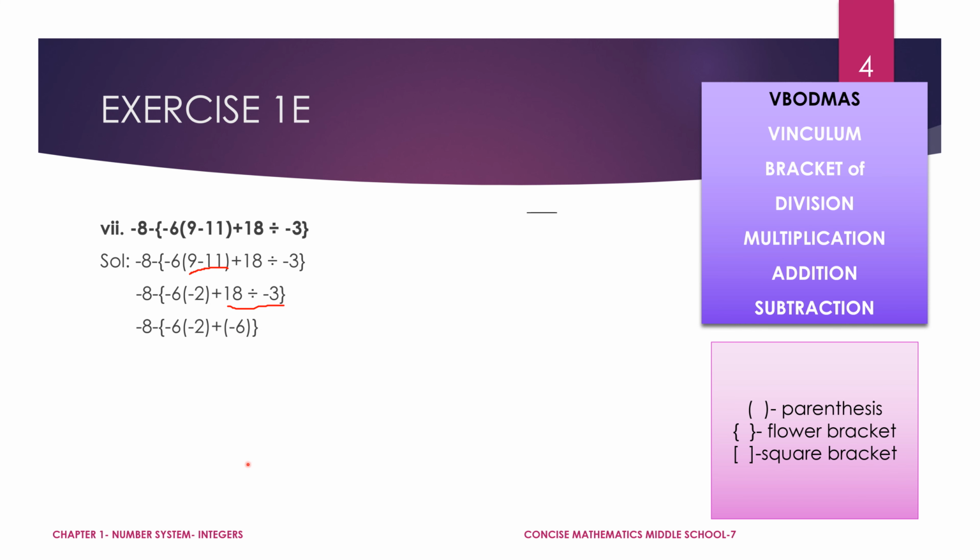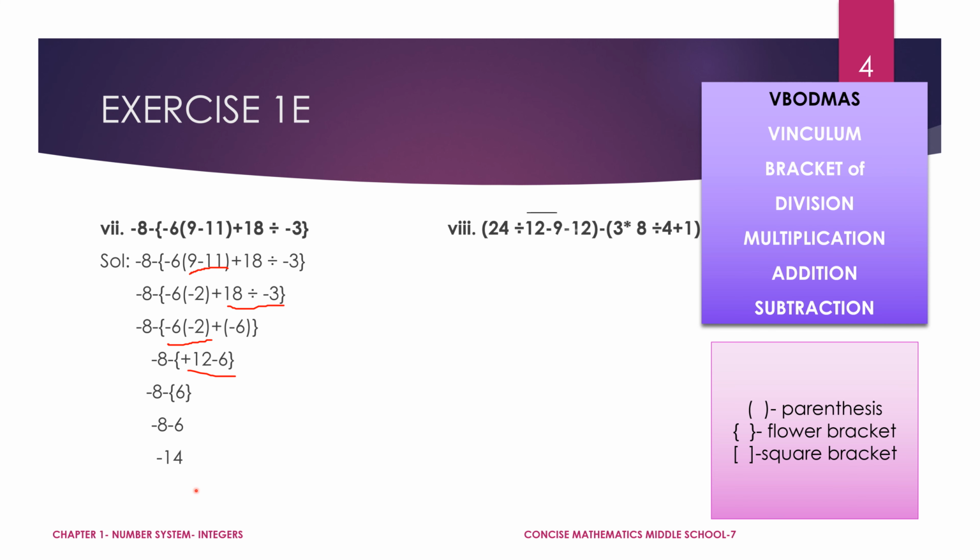Next, after division, next preference will be for multiplication. So you need to solve this one. Minus into minus is plus, 6 2s are 12, minus 8 minus of plus 12 minus 6. Now inside this flower braces you need to solve this subtraction because it is the only option. When you solve this, what you get is 6 plus 6. Because one is having positive sign, other is having negative sign, just put the bigger number sign and subtract it. Here both are having minus sign, so just put minus sign and add it. And the answer will be minus 14.